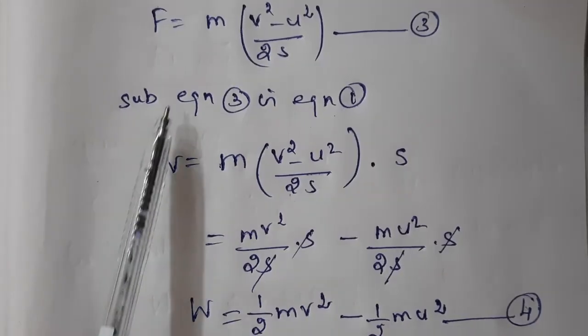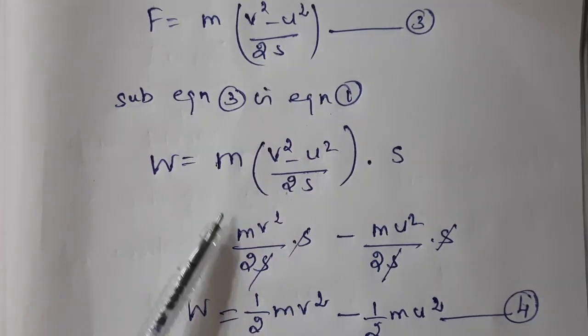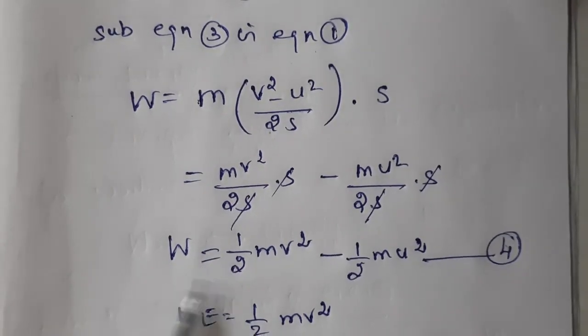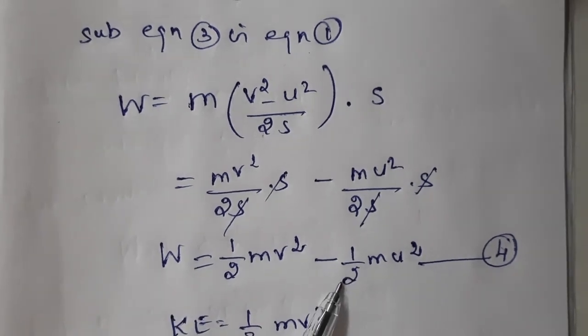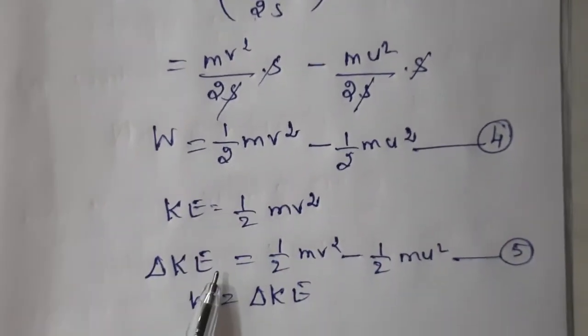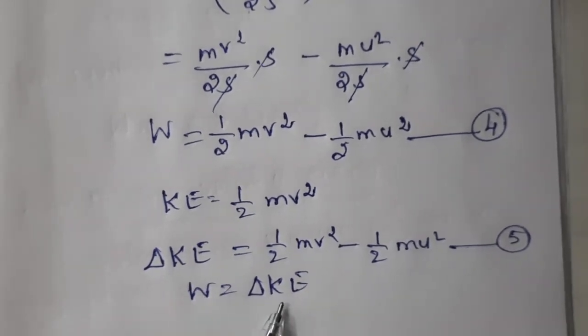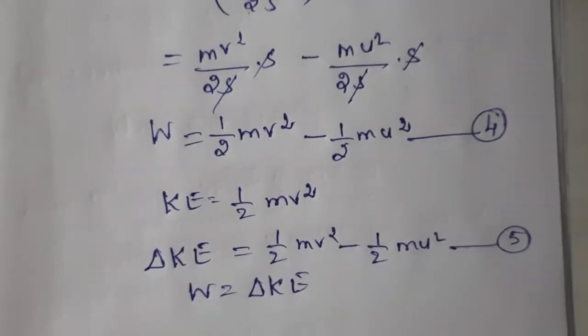That is, F equal to m into (v square minus u square) by 2s. When you are substituting, the s value gets cancelled. So we get W is equal to half mv square minus half mu square. Kinetic energy is equal to half mv square. So I can write W is equal to delta KE. This is called the work-kinetic energy theorem.